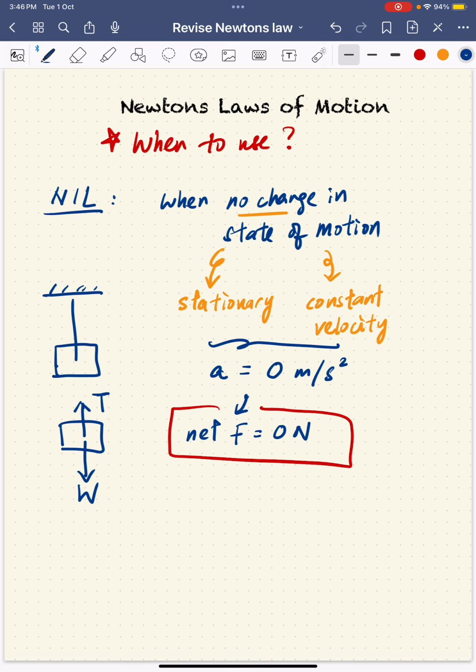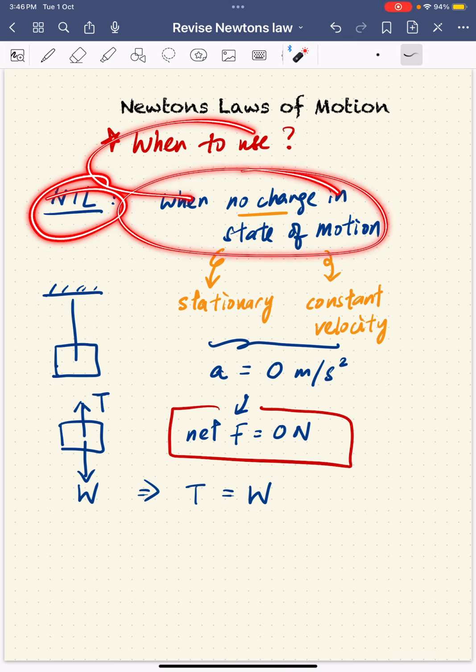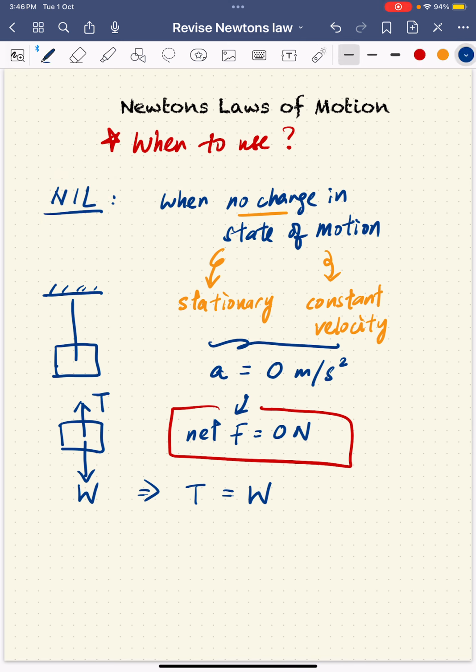Then it will imply that the tension, the upward force, must be counterbalanced exactly by the downward force. So this will give us an equation, formed based on net force is 0, and from this equation we can go on to solve for any other unknowns. So this is the case of Newton's first law, when we can use Newton's first law.